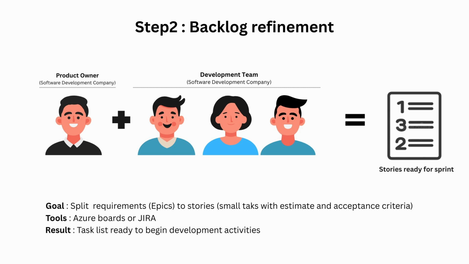Before a story can move forward, it must pass the definition of ready, DOR, a checklist ensuring the story is clear, actionable, and well-prepared. By the end of this activity, the stories are refined and detailed enough to be confidently picked up in the next sprint, ensuring smooth execution and predictable progress.